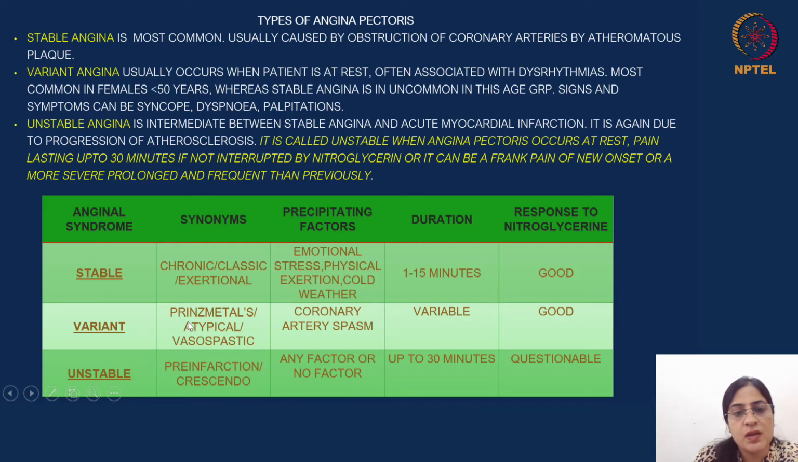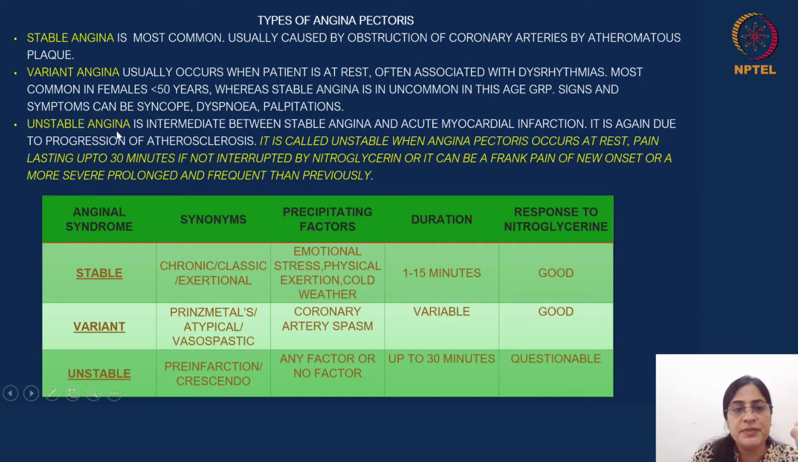Now let's come to variant angina. Variant angina is also called Prinzmetal's or atypical or vasospastic angina. It usually occurs when the patient is at rest, associated with dysrhythmias, most common in females less than 50 years of age. Signs and symptoms can be syncope, dyspnea, palpitations. The precipitating factor can be coronary artery spasm. Duration is variable and the response to nitroglycerin is good in this case also.